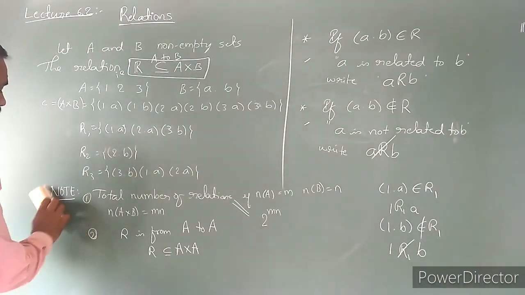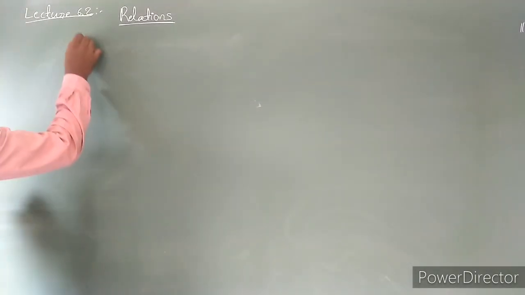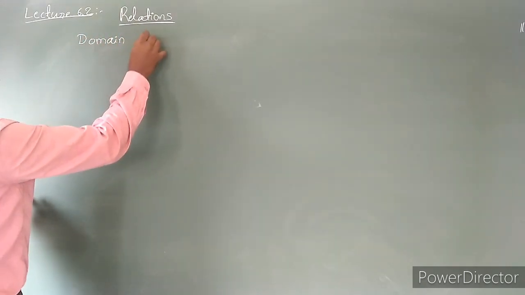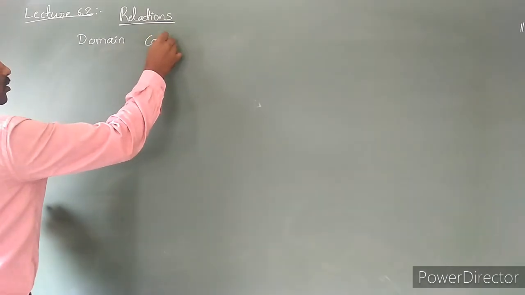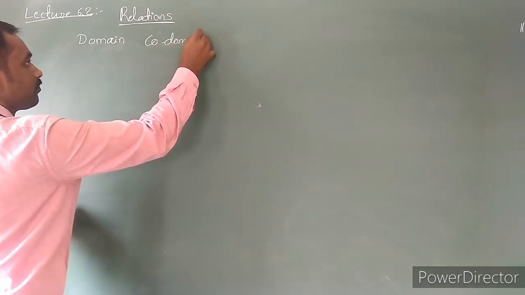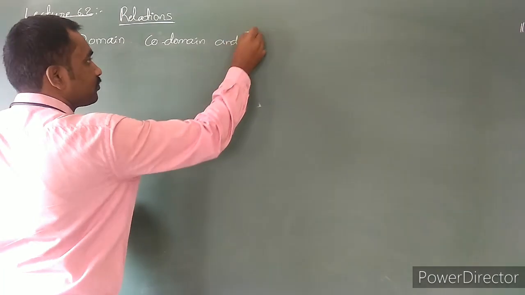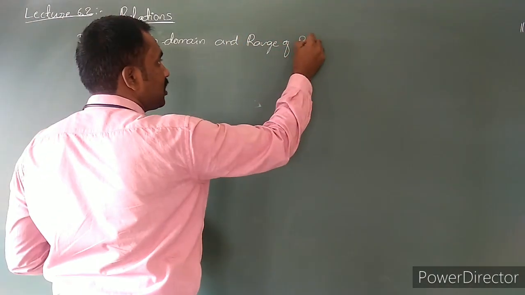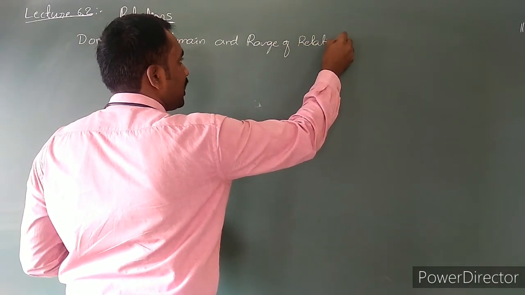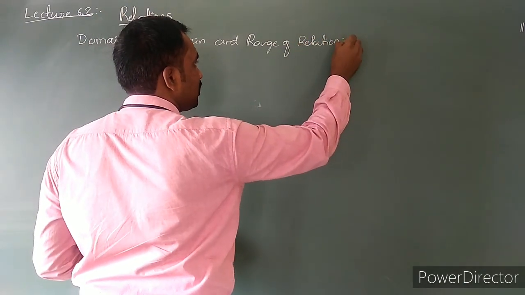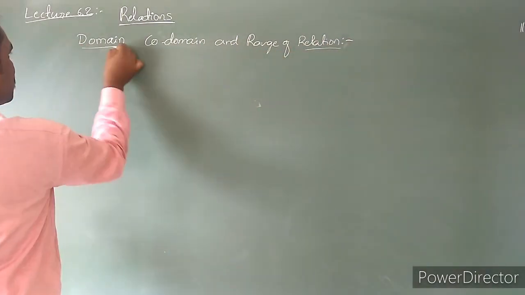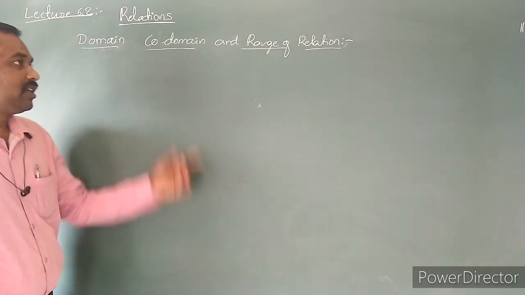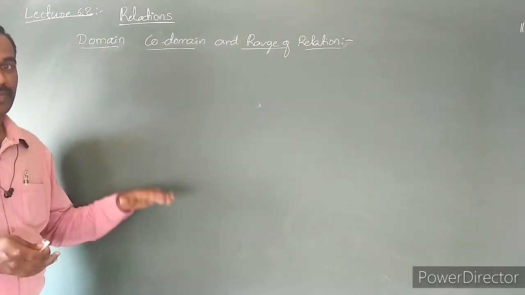Now the next point is domain, codomain and the range of the relation. You already know what a relation is. Now in this point we will come to know what the domain of the relation, codomain of the relation and range of the relation are. You people have already heard of domain, codomain, range.